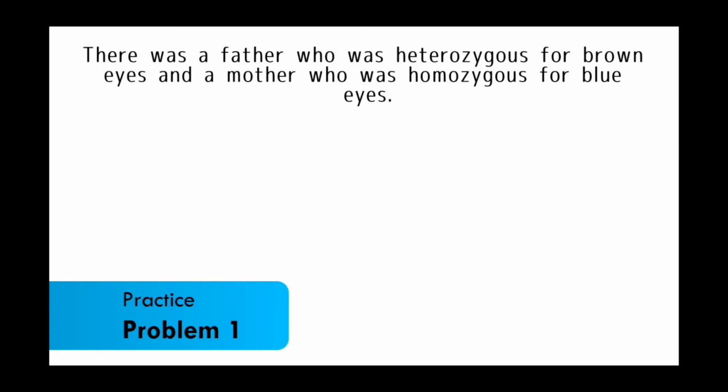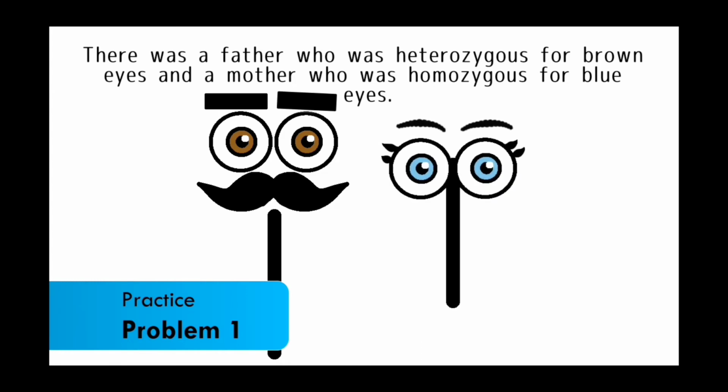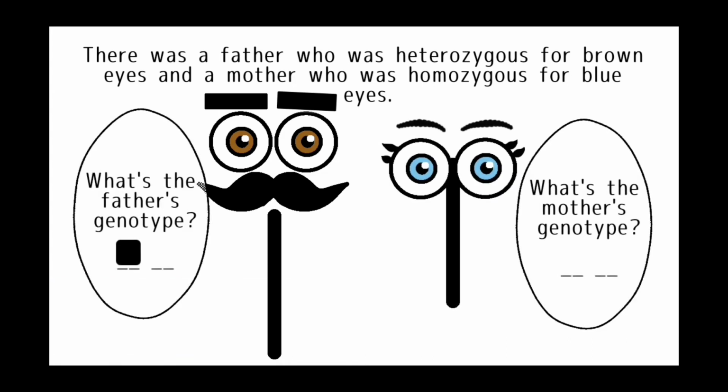Now, using the genotypes for eye color, let's say that there was a father who was heterozygous for brown eyes, and a mother who was homozygous for blue eyes. What is the genotype for both these parents?